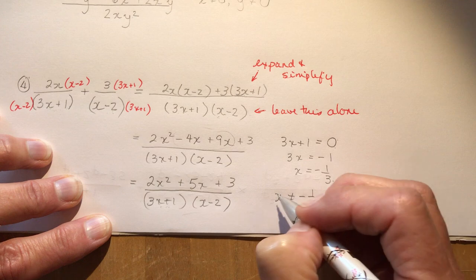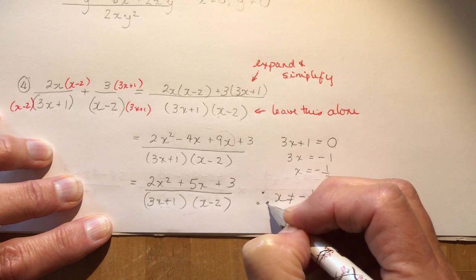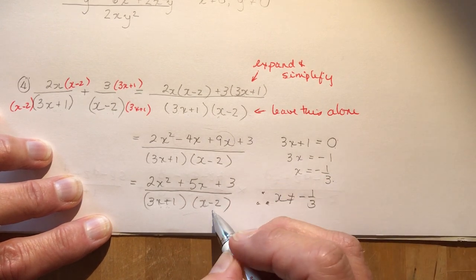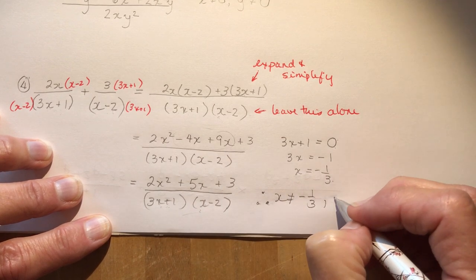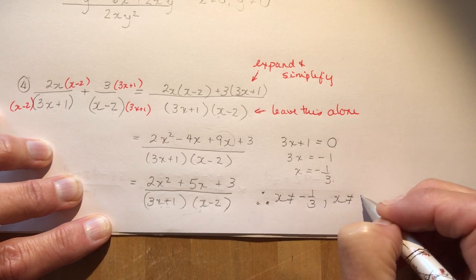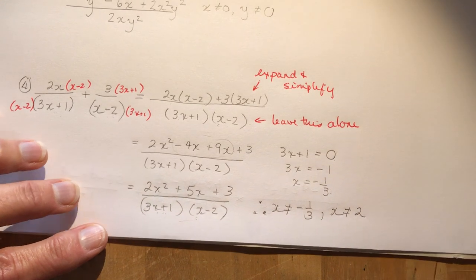Don't leave it here. Okay, might even want a little statement here. And the other one, this is easy. What makes this 0? When x is 2. So x cannot be equal to 2.